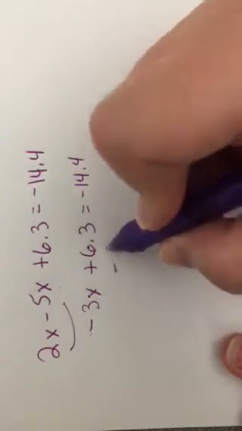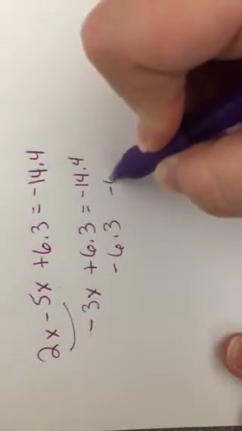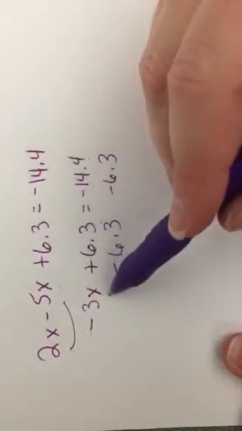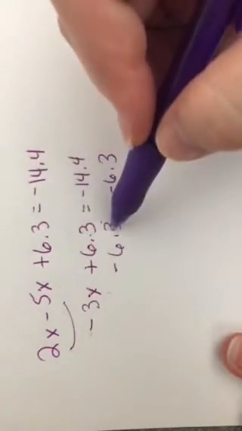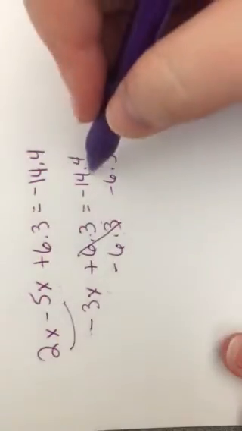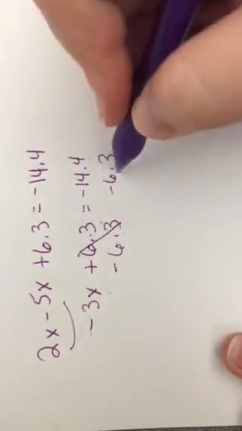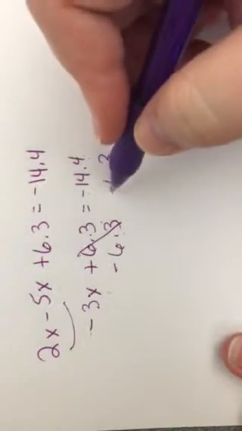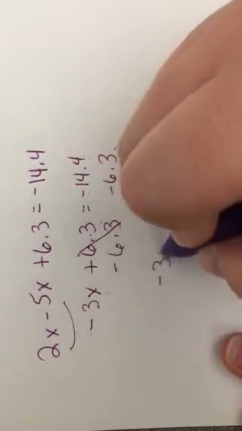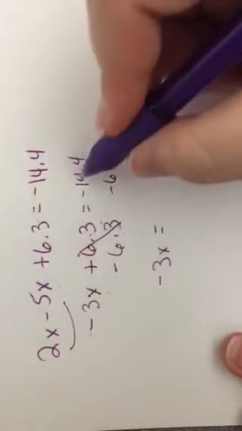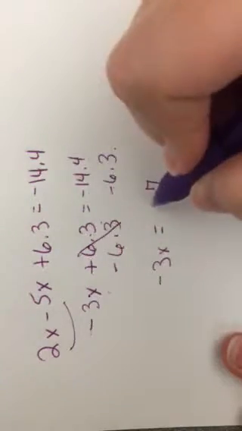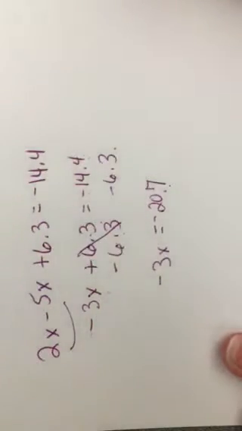Okay, subtract 6.3 from both sides. Remember, you're trying to get the x by itself, so you do the opposite operation of what's in there. So you subtract the 6.3, that gives me 0. And here I have negative 14.4 minus 6.3. So again, they're both negative, so your solution is going to be negative. So let's bring down the negative 3x equals, well, 4 plus 3 is 7, 14 plus 6 is 20, and I told you it's going to be negative 20.7.